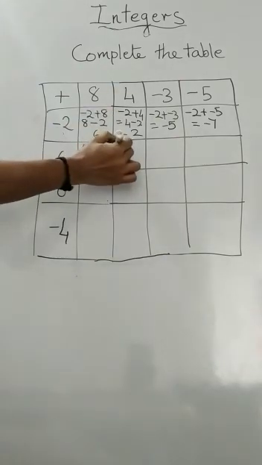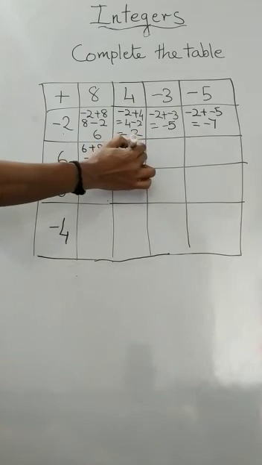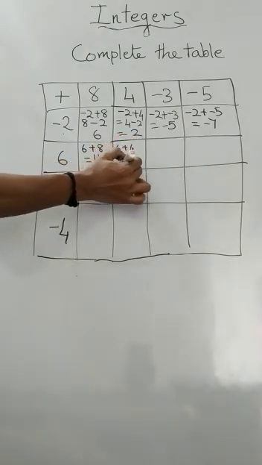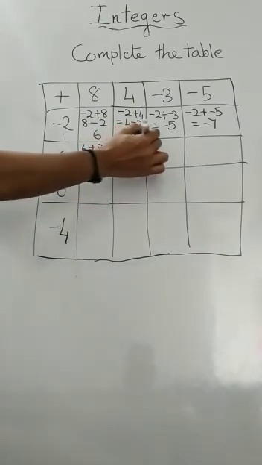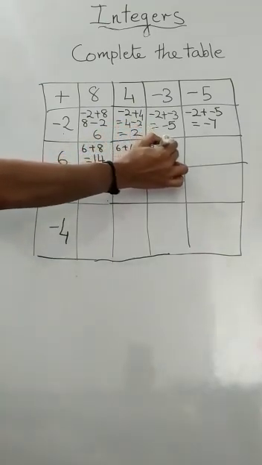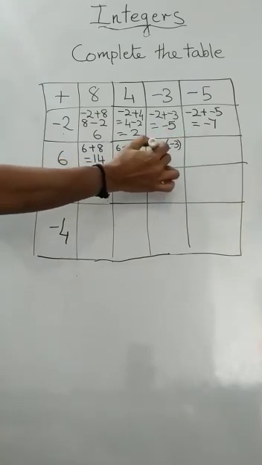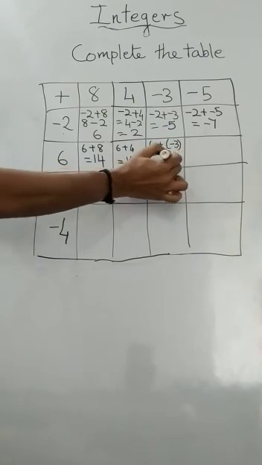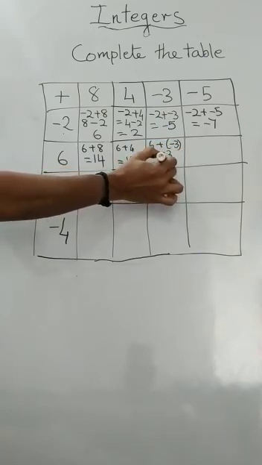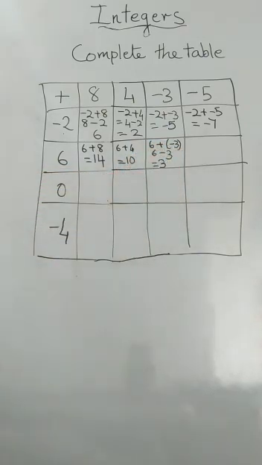Next, 6 plus 4. What will be the answer? Again, simple addition. Answer is 10. Next, 6 plus minus 3. How can you write it? Another way, 6 minus 3. And what will be the answer? It will be 3. 3 is the answer.